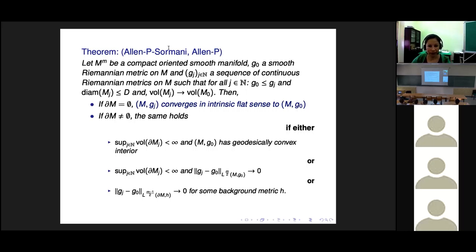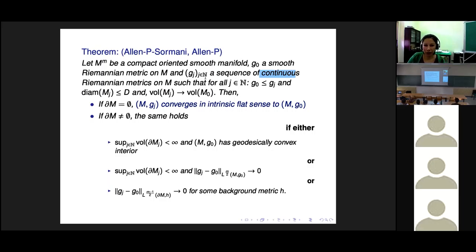These are the convergence theorems. They were with Allen and Sormani, and a second one with Allen. Let us read this theorem. What we are doing here is fixing a manifold M, and this manifold has to be oriented in order to apply intrinsic flat convergence or flat convergence. So this manifold is oriented and we will ask it to be compact, with or without boundary. Then we fix a metric tensor g0, and in this theorem we want to converge to this manifold M with this Riemannian tensor g0. Then we have a sequence of other Riemannian tensors, g_j, which are only continuous.